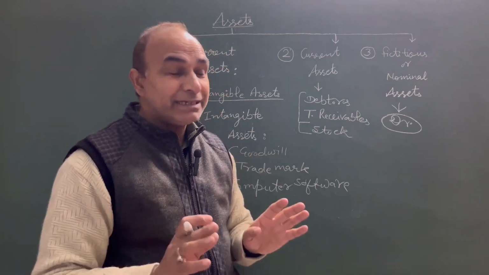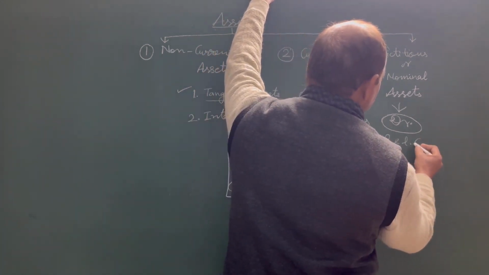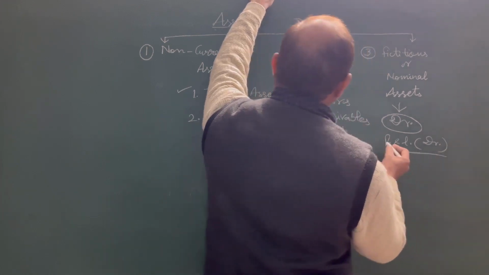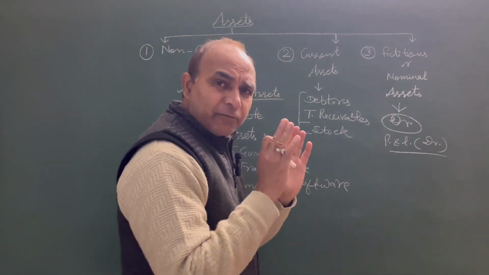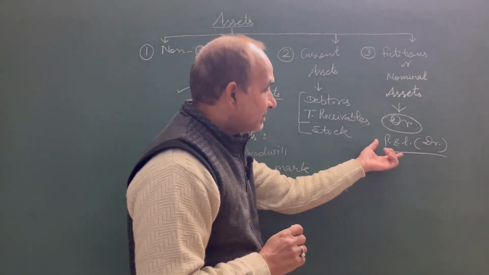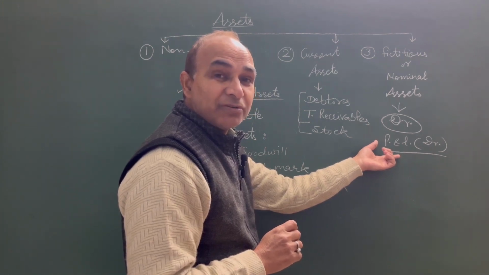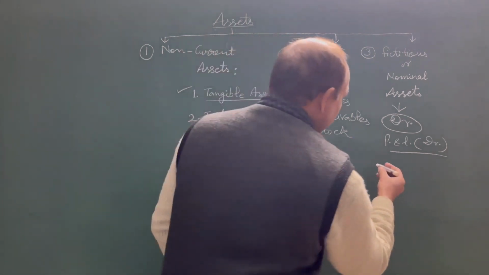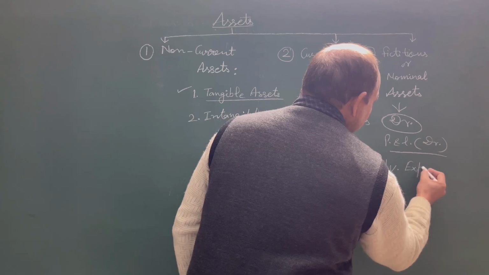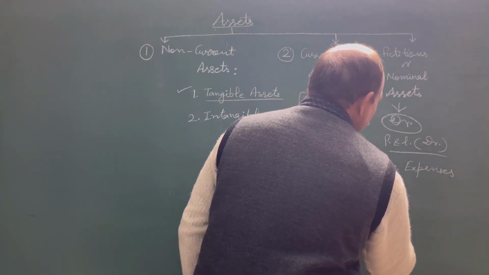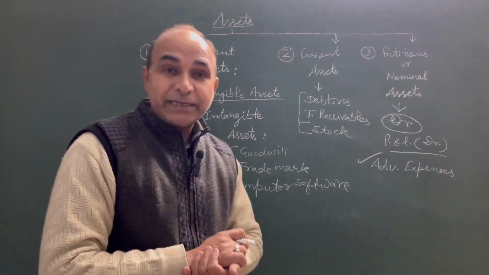An example of these assets is the profit and loss account debit balance. Profit and loss account debit balance is what? It is loss incurred by the business. Whenever there is a loss in the business, it is considered as a debit balance of the profit and loss account and it is shown on the asset side. Next example is advertisement expenses account. Since these also have a debit balance, that's why they are shown on the asset side of the balance sheet.